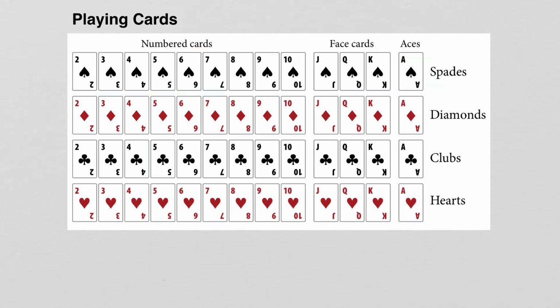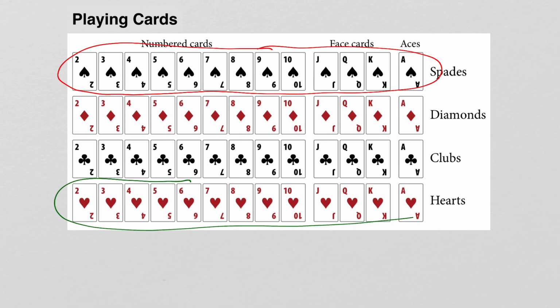Now let's consider another example. Let's consider the set of spades, right? So here's all of our spades. And the second set will be the set of hearts. And here's all of our hearts. Notice that those two sets are disjoint because they have nothing in common, right? There are no cards that are both a spade and a heart. Okay, so this would be a disjoint set, or these sets would be disjoint, I should say.